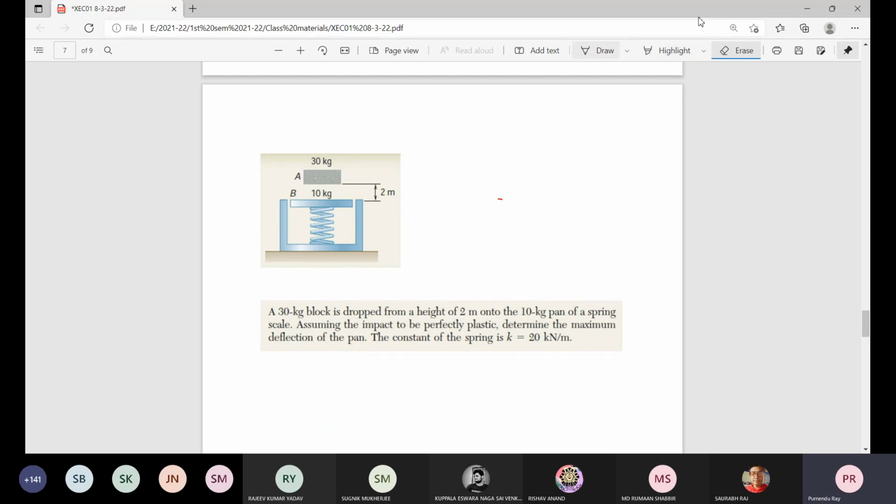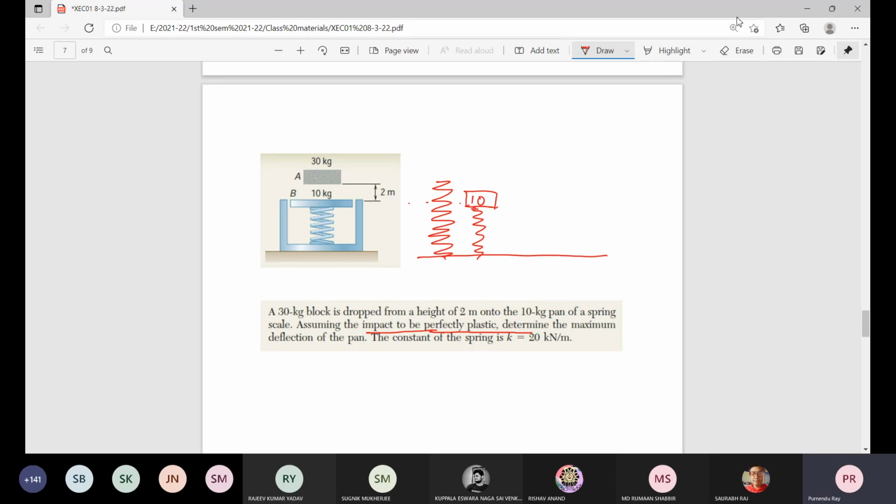Now this thing is important. Impact to be perfectly plastic. Maybe this was the level undeformed. This level when the 10 kg mass is there, we have been given this situation, the second one.